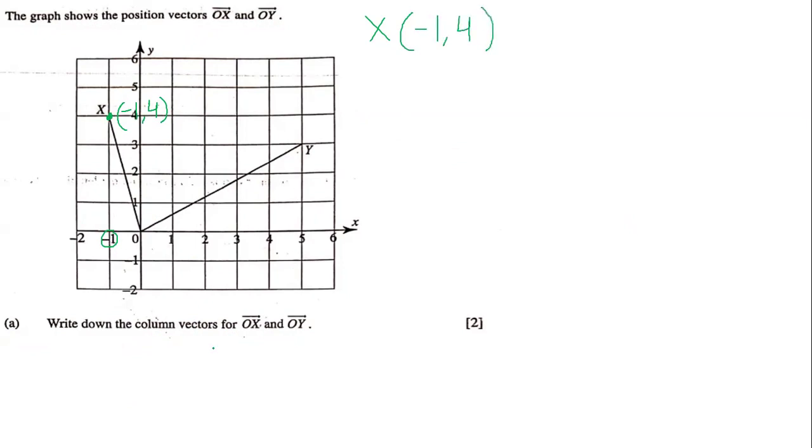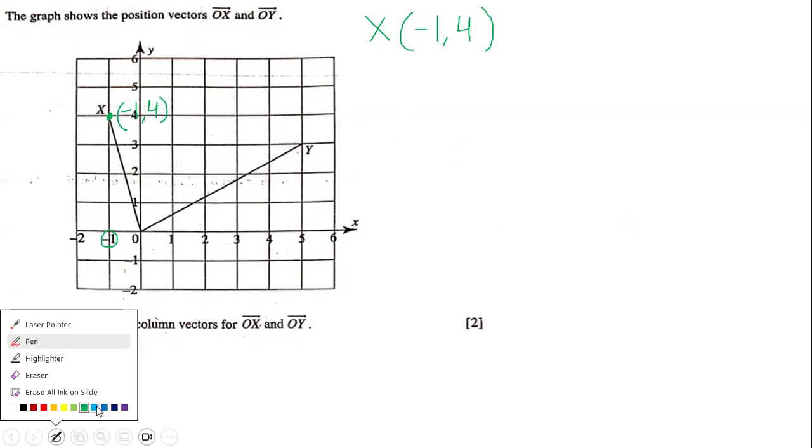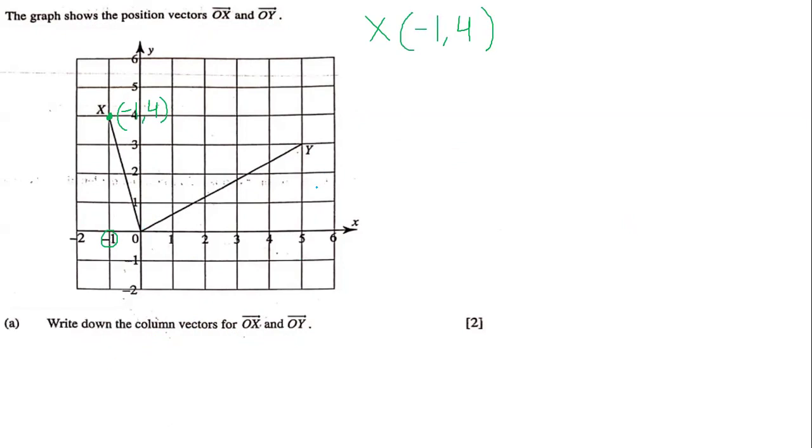Now let's determine the coordinates of Y. So as you see this color, Y is going to be right here. That's the point Y. And Y is 5, so that's 5 comma. If we go across, this is 3. So 5, 3, right? So the coordinates of Y is equal to 5, comma 3.